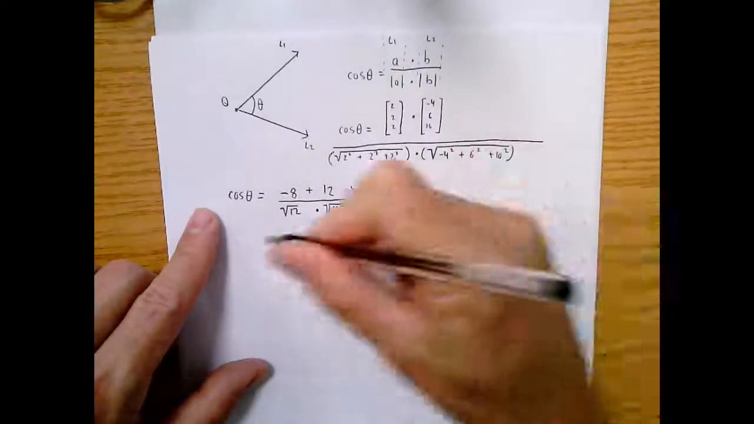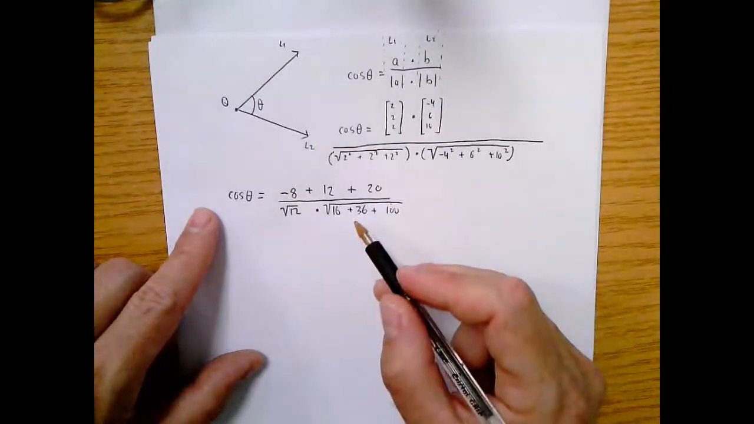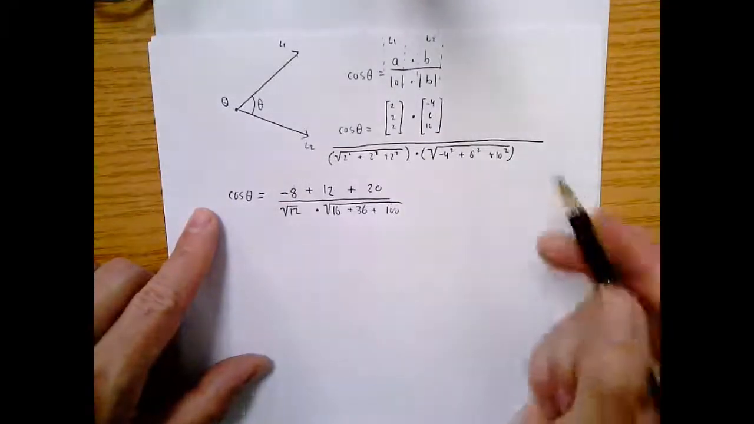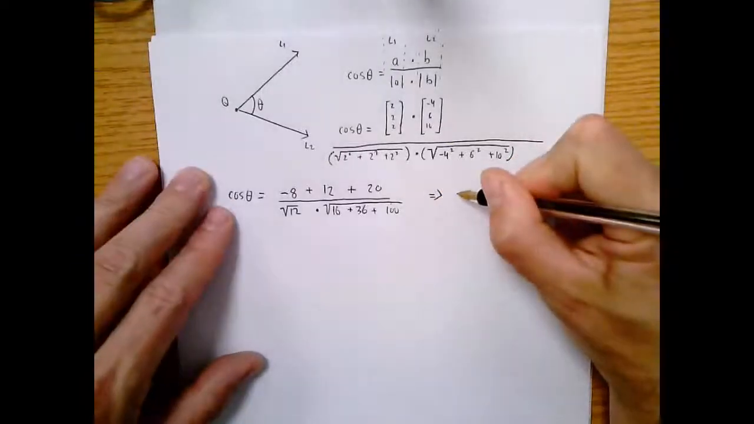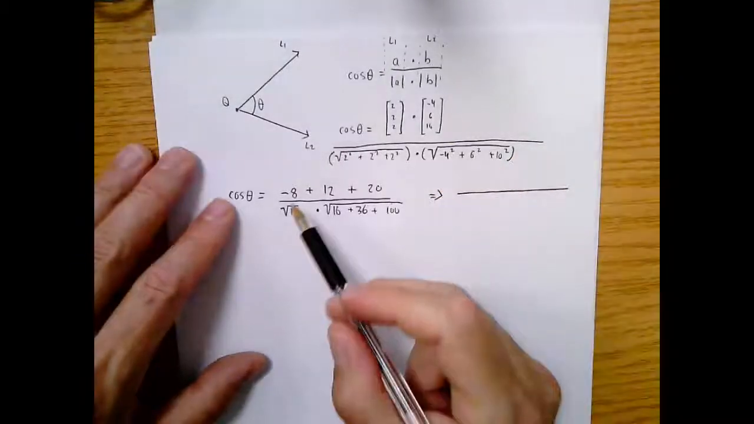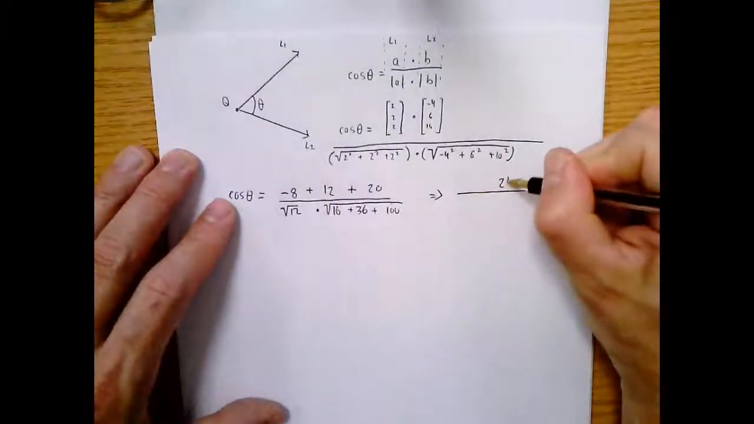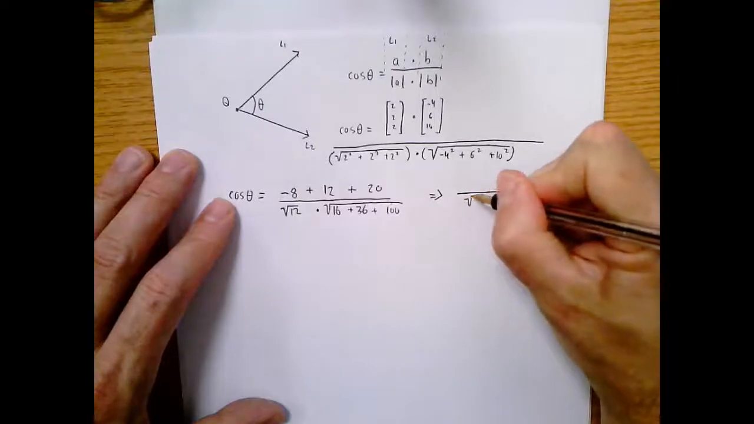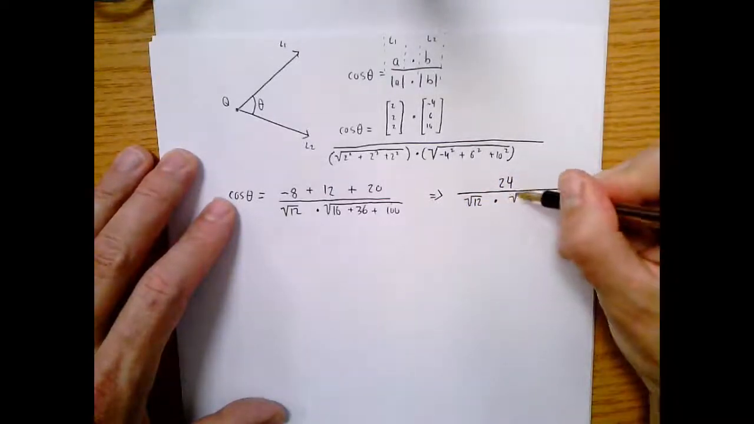Okay, so now we can kind of do that math in our head. So 100 plus 36 is 136, plus 16 is 152. So I'm just going to draw a little arrow. So we're moving on along. We'll do all our math here. Negative 8 plus 12 is 4, plus 20 is 24. Great. Square root of 12 multiplied by, if you add those up, you get 152.